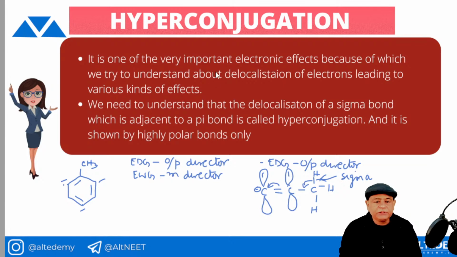So we can say it is one of the very important electronic effects because of which we try to understand the delocalization of electrons, leading to various kinds, right? It is a phenomenon that is always taking place. We need to understand that the delocalization of a sigma bond which is adjacent to a pi bond is called hyperconjugation, as I have explained. And it is shown by highly polar bonds. Bonds have to be polar, then only this thing will take place. Okay.